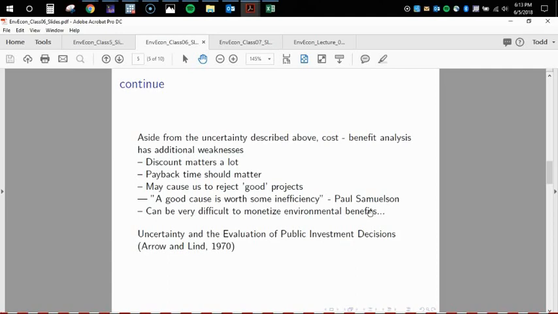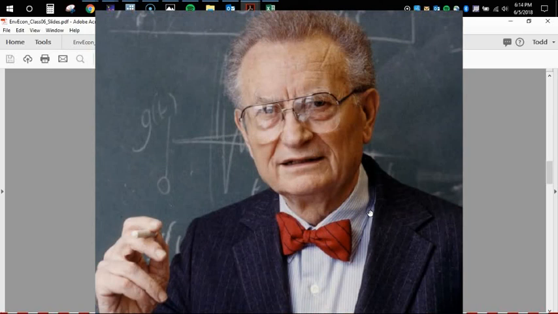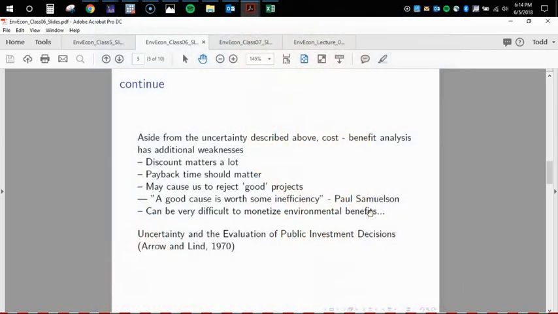And this also brings up a Paul Samuelson quote. Paul Samuelson's one of my favorite economists, sort of the godfather of public goods. He said once that a good cause is worth some inefficiency. And what he meant there is that sometimes projects like environmental policy that would reduce environmental damage may do so at the expense perhaps of some economic efficiency. But it may be worth it, right? In fact, maybe it's okay to give up some economic efficiency if we're reducing environmental damage.